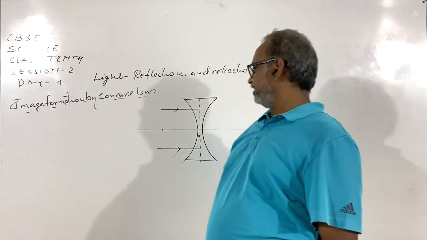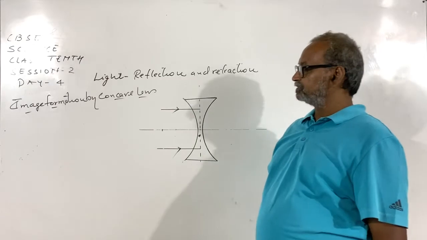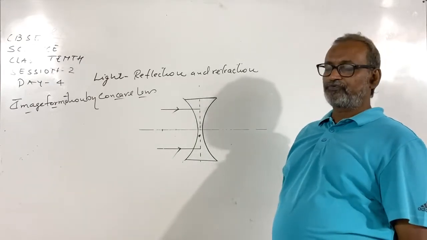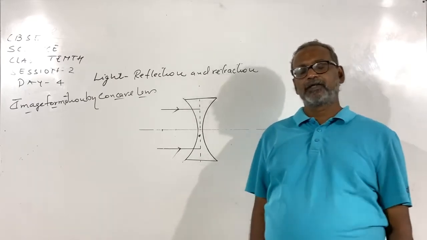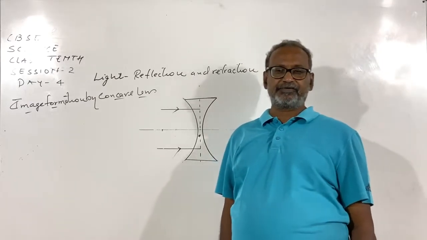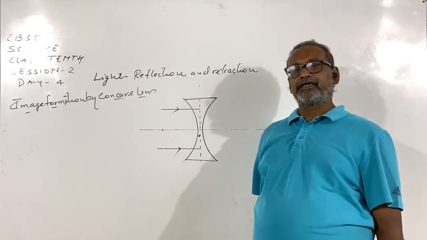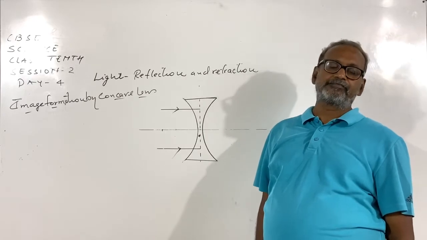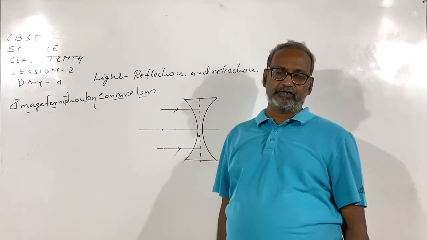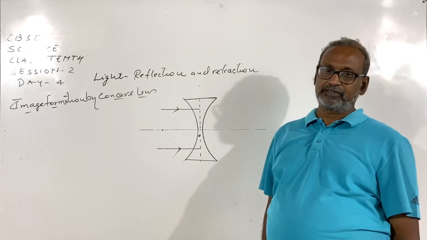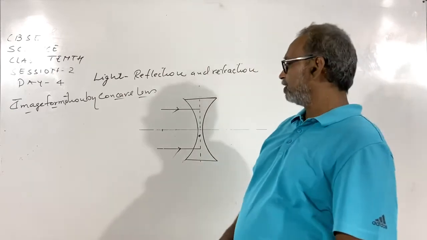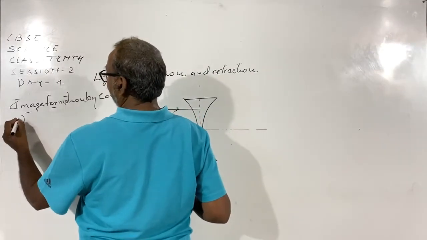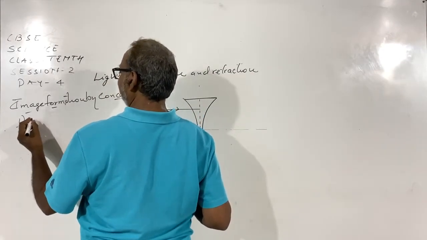Today we shall see how a concave lens forms the image, and we will also see whether the nature of the image formed by this lens would depend on the position of the object or not. Let's see. For the first position, we consider that the object is at infinity.